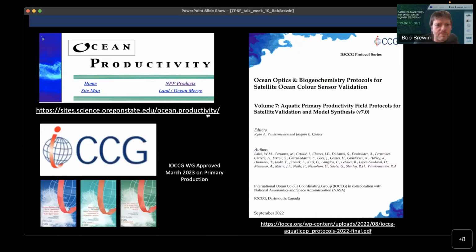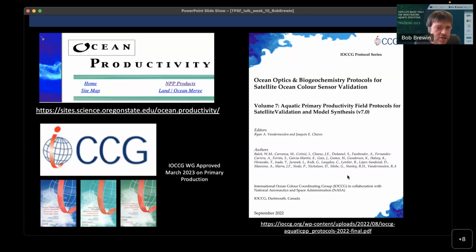Also, some other resources here. NASA run a site on ocean productivity, which has some other primary production products. Again, I really encourage you to go and look at this in situ aquatic primary production field protocol series. It's really excellent, and there's a link directly down there on the resources button.